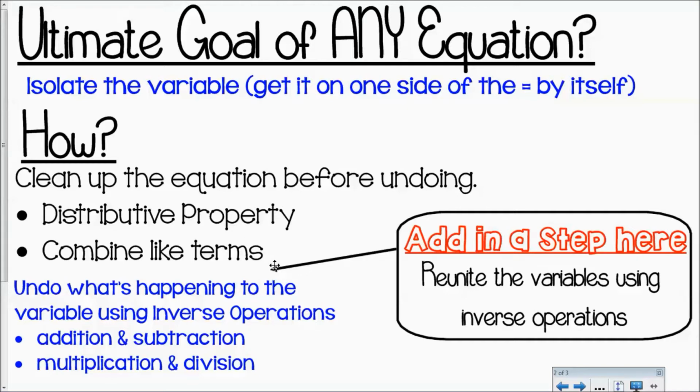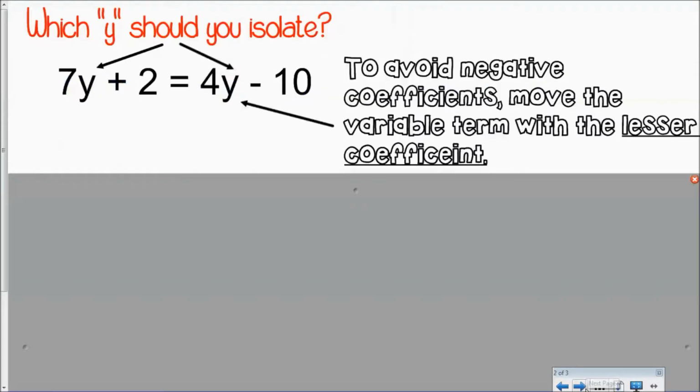And here is where we're adding in the step. Before we undo what's happening to the variable, we're going to reunite the variables, but we're also doing this using inverse operations. Then we do our undoing, undo what's happening to the variable, also with inverse operations. Addition and subtraction go together, multiplication and division go together. Let's look at what this really means in real life.